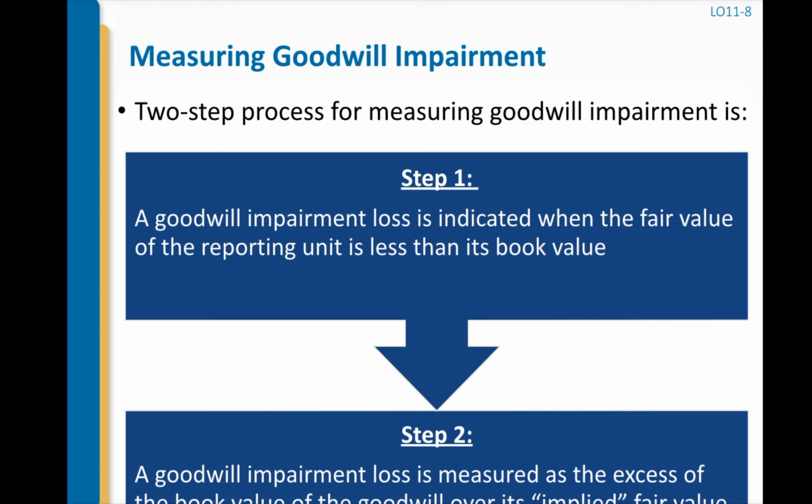Last line on this slide says the book value of the goodwill over its implied fair value. So this is the two-step process for measuring goodwill impairment. Again, probably should take a look at the PDF versions of these slides so you can see the full slides, and this might be one to bookmark in case you run into any goodwill questions.